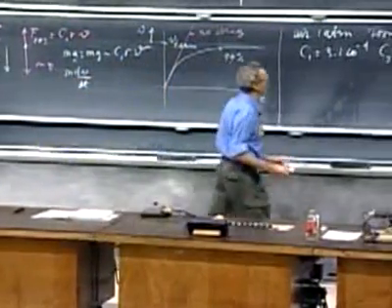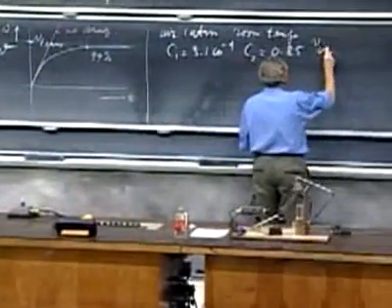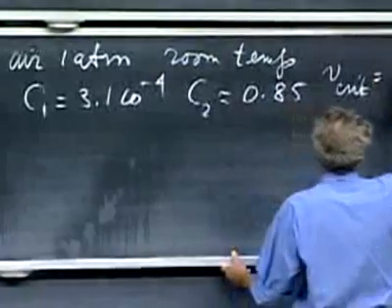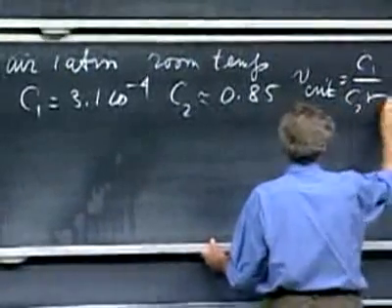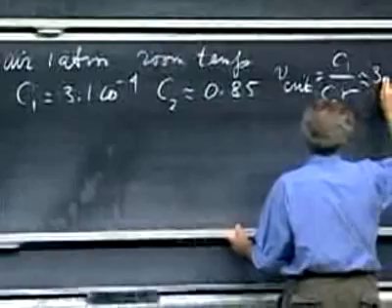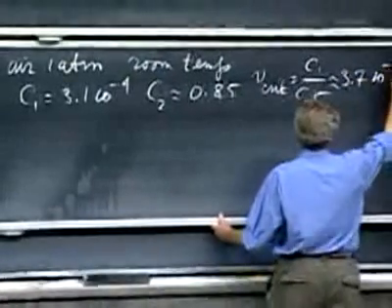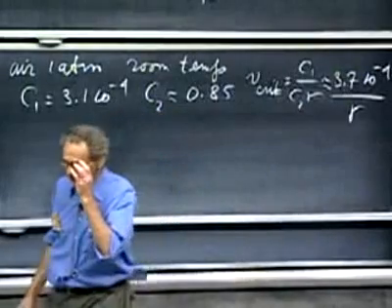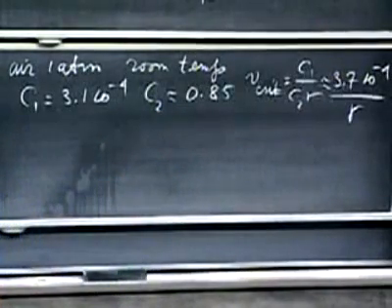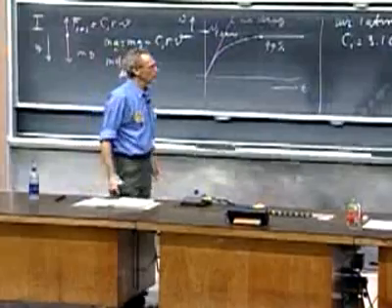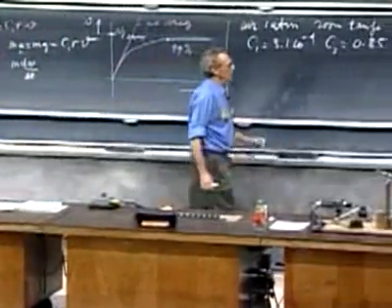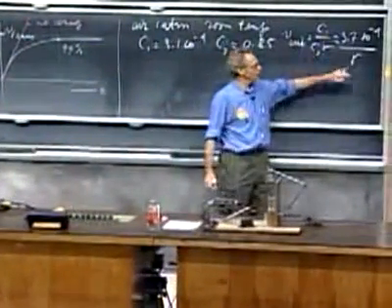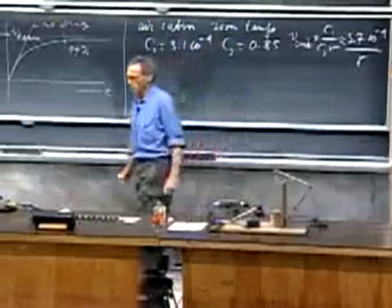And so the critical speed, which is C1 divided by C2 by R, is about 3.7 times 10 to the minus 4 divided by R meters per second. And that is about 400 times lower than the critical speed in syrup, in the Karo syrup, for the same value of R.